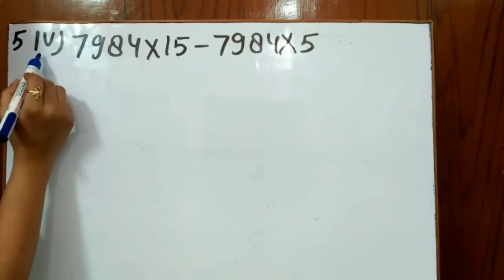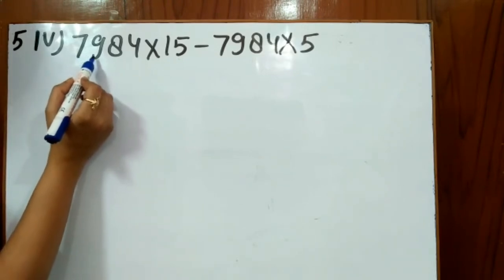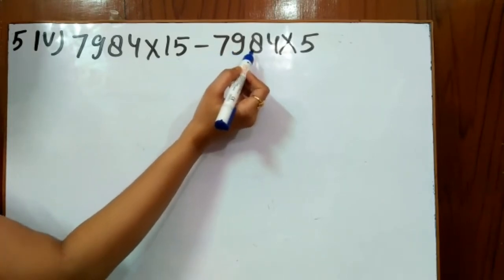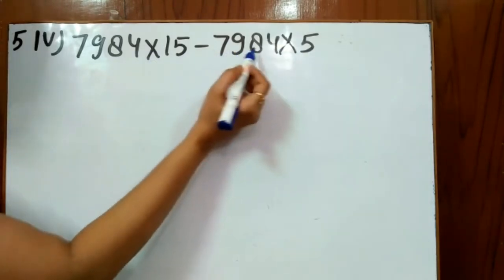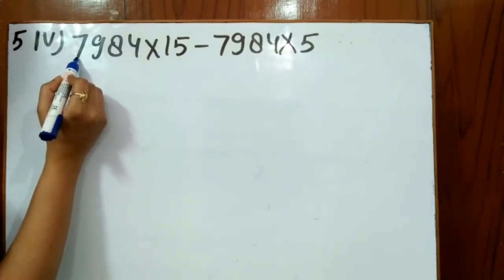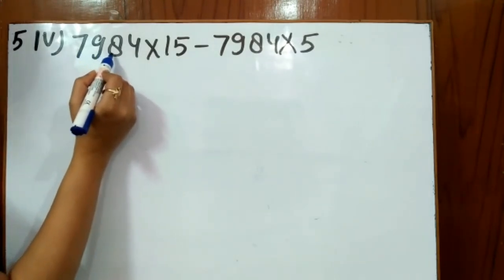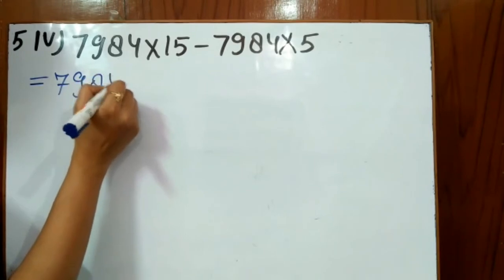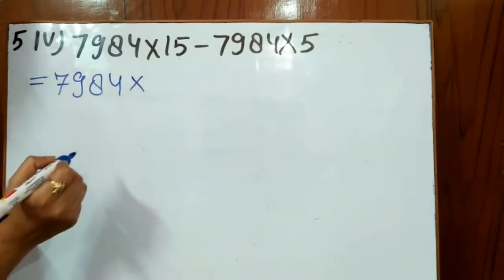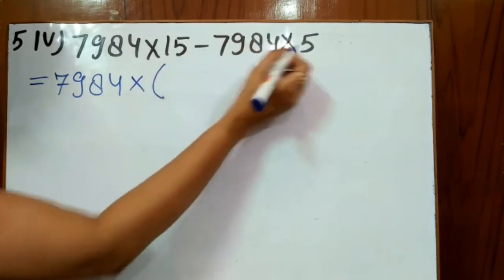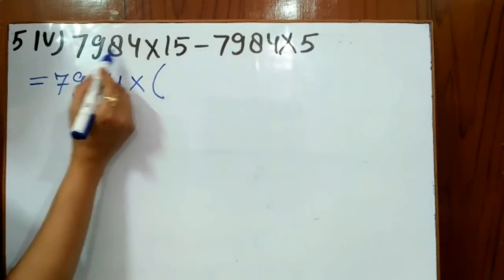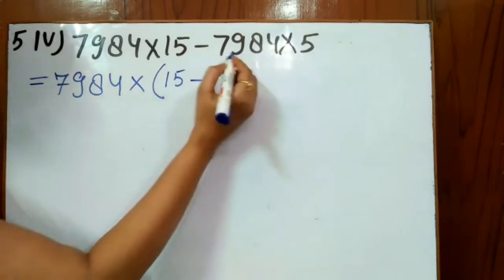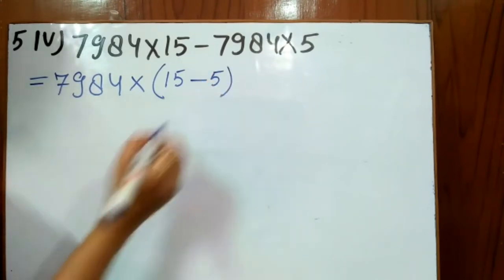The next is the fourth one. 7,984 into 15 minus 7,984 into 5. We can see 7,984 is common. So, we will write this number as common. Then, we will put a multiply sign and these two numbers we will write inside the bracket. In this multiplication, 15 is left, minus sign, and in this multiplication, 5 is left.